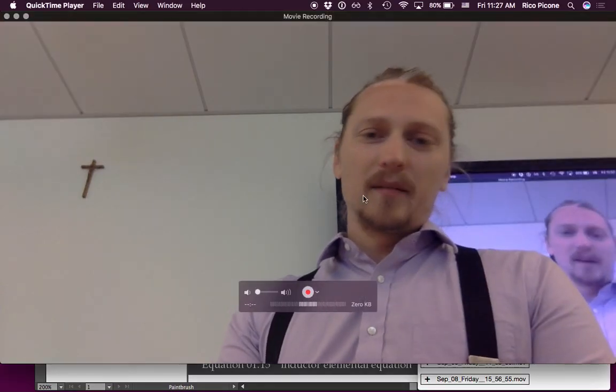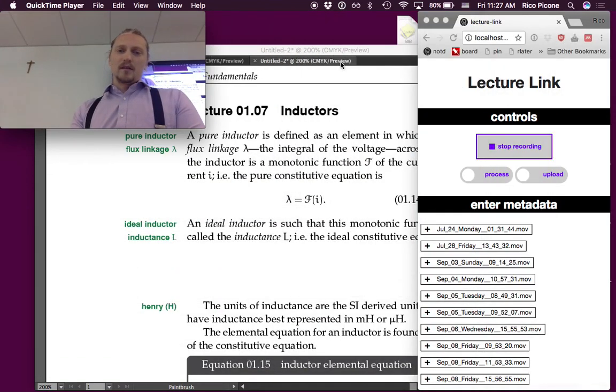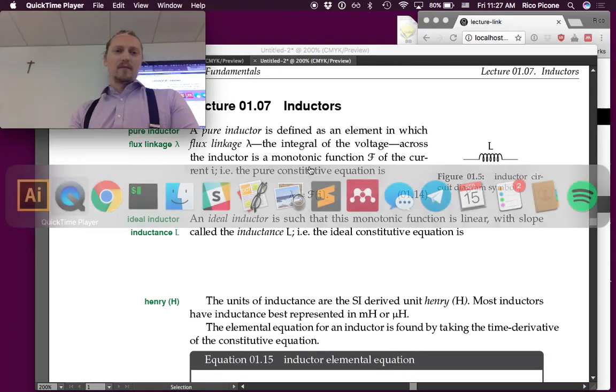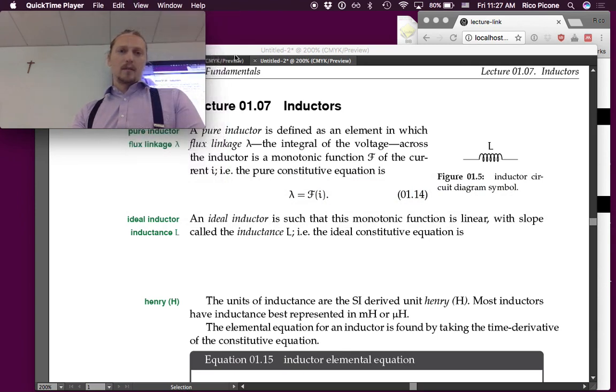File isn't compatible. All right. So I think we're recording. It's hard to say. Ooh, yeah, view float on top.